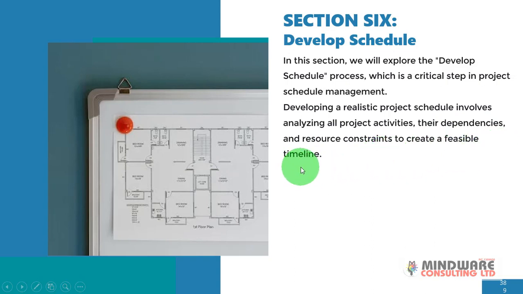timeline. All right. So you've sequenced the activities and you've estimated the duration for each activity. Now it's time to develop the schedule for each of the activities. To do this, you have to analyze the activities, their dependencies, and also whatever resource constraints each of those activities have. And then at the end of the day, you put all this information together to create a feasible timeline for all the activities in the project.